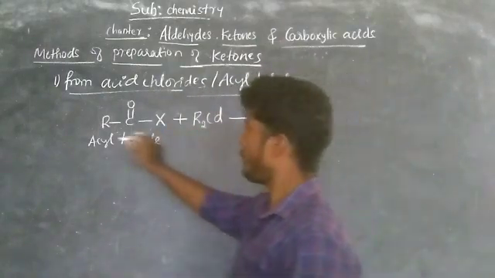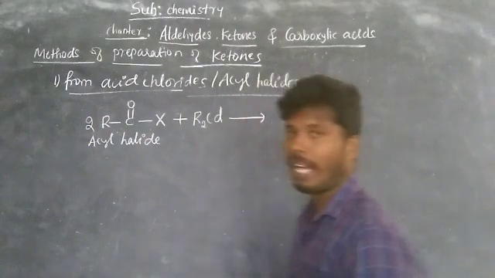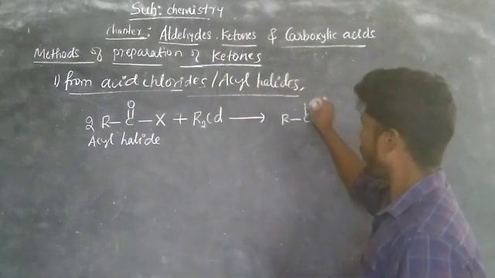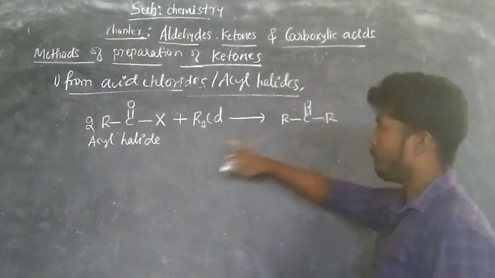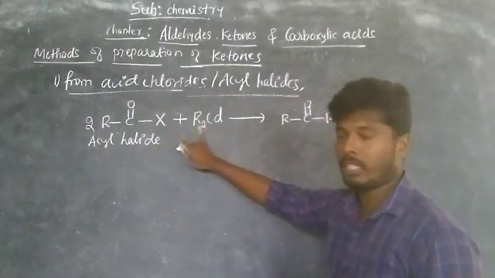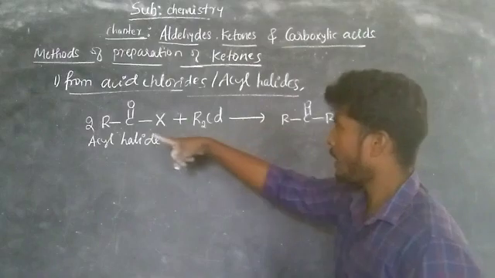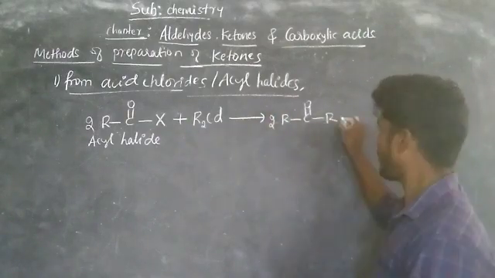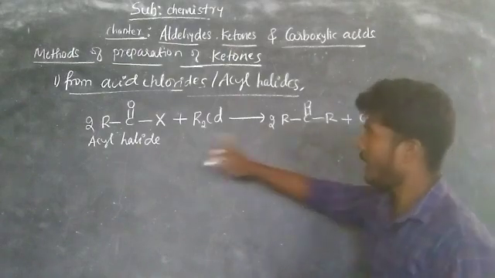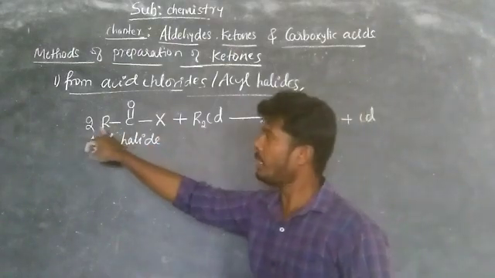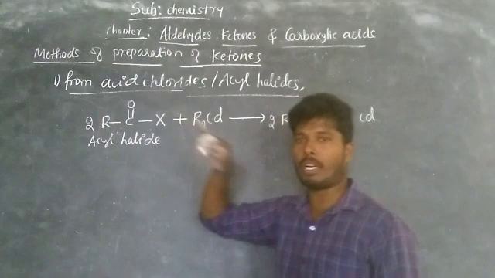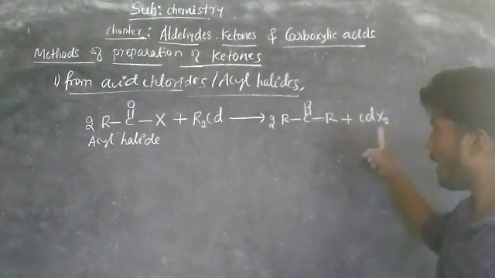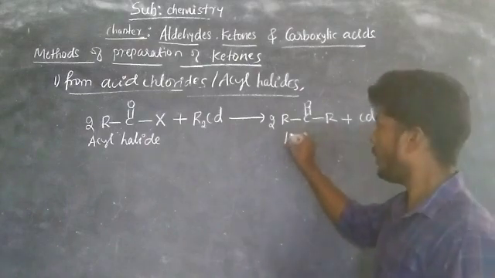See, to balance the chemical reaction, take two equivalents of reactant. We get R-C double bond O-R. In place of X, R is added. There are 2 R's; already we are taking 2 equivalents, so 2R. Cadmium takes X from one molecule and one more X from another molecule, becoming CdX2, that is cadmium halide. This is called a ketone.